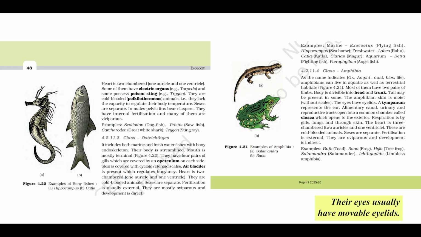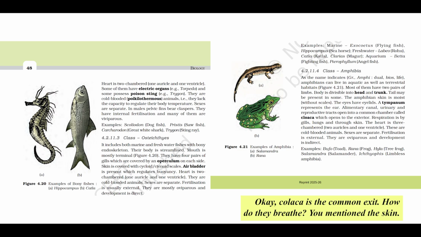Their eyes usually have movable eyelids. Unlike fish, they possess a middle ear cavity and an eardrum, the tympanum, which is visible externally on the side of the head and represents the ear. A feature shared with reptiles and birds is the cloaca. This is a common chamber at the posterior end into which the alimentary canal, digestive tract, urinary ducts, and reproductive tracts all open. Waste products and gametes exit the body through this single cloacal opening. Okay, cloaca is the common exit.